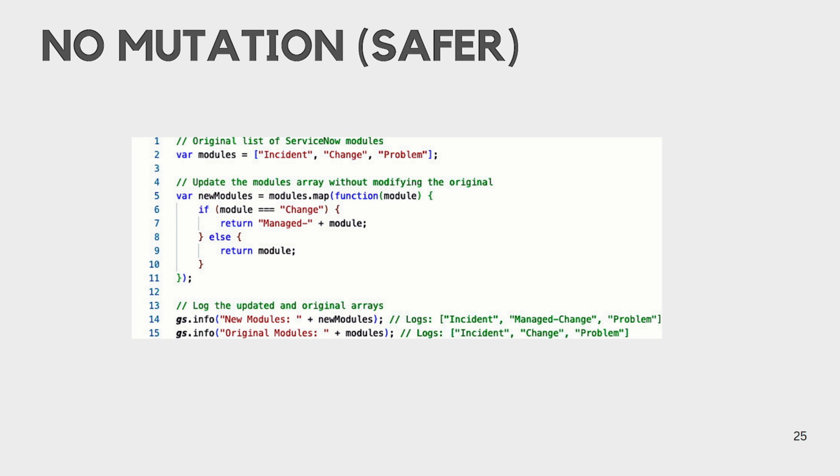And this process results in a new array called new module. In this new module array, we have incident, manage-change, and problem. But if you check the original array, it's still intact, exactly as it was before. So no one is upset with me because I haven't disrupted anyone's work. This technique of creating a new version rather than modifying existing data in place is a hallmark of functional programming. You'll find it a valuable habit as it prevents side effects that can lead to bugs and frustrations.